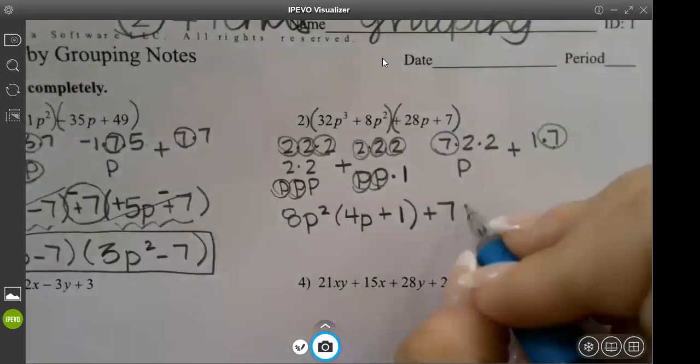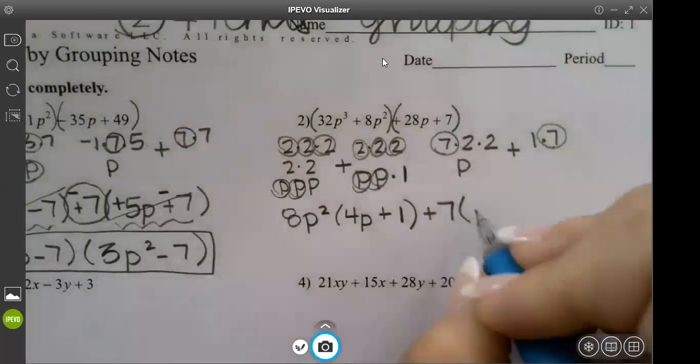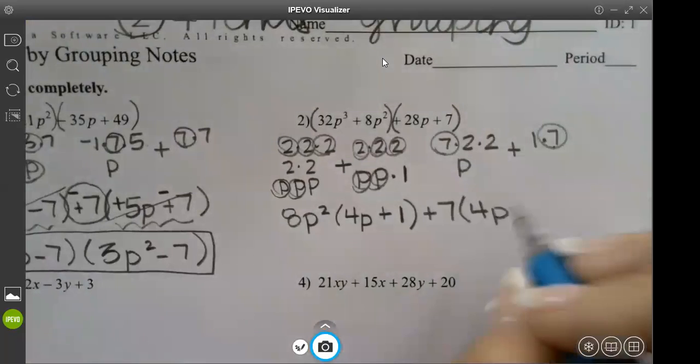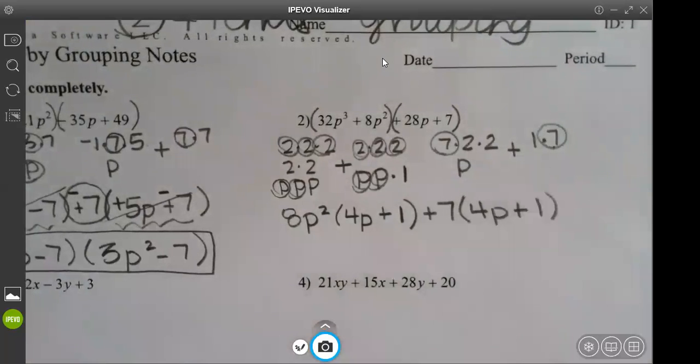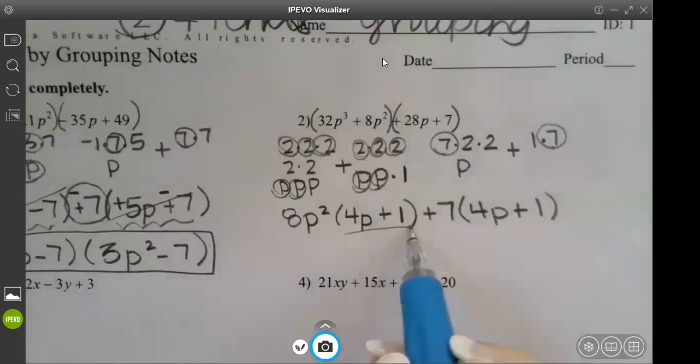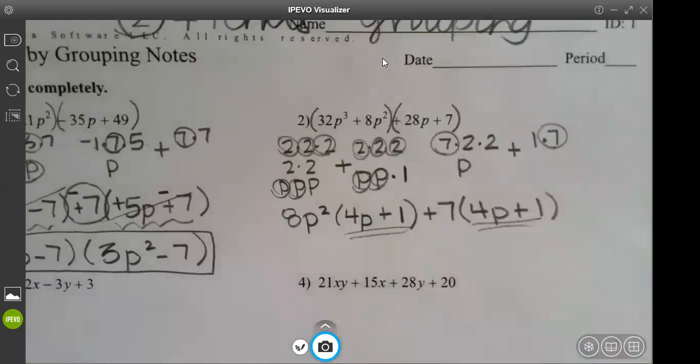What did we leave? 2 times 2 is 4, and a p. And what did we leave in the end? The plus 1. Perfect. See how your parentheses are the same? That's exactly what we want. We know we did it right.